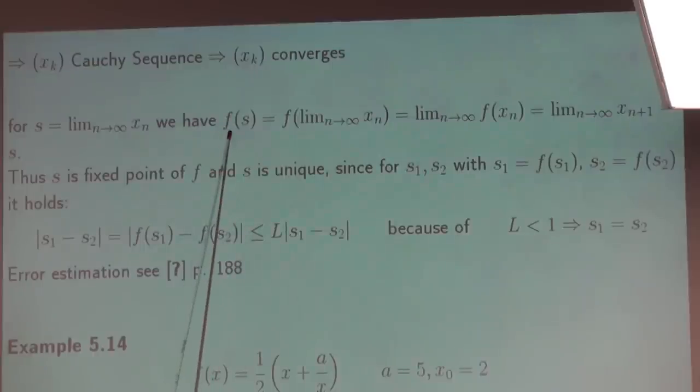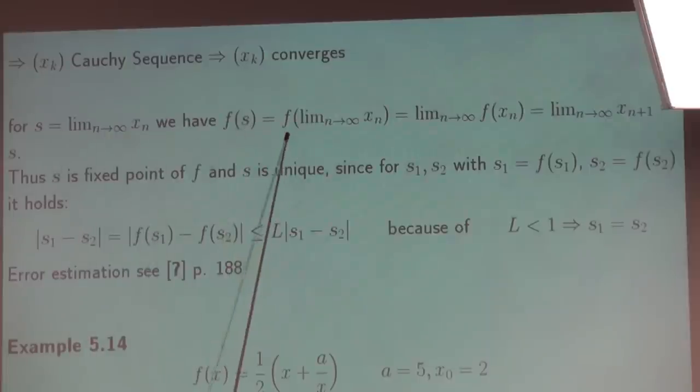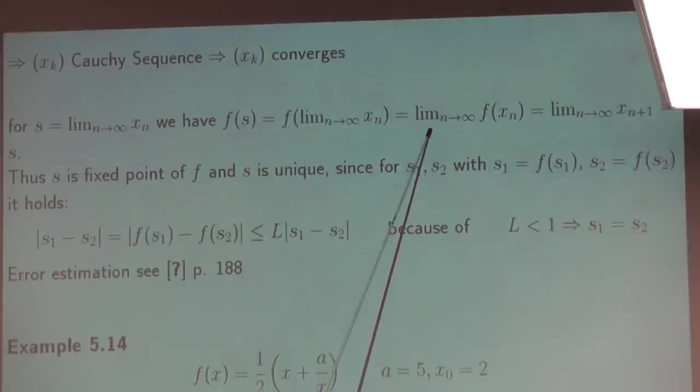Okay, so now f of s, and s is this limit. So f of s is f of the limit of our sequence. And now we can exchange the application of f and the limit. So we can write this is equal to the limit of f of x_n. Why can we do this step? This step is not always allowed. What is the assumption for this step? First and second, does this assumption hold?